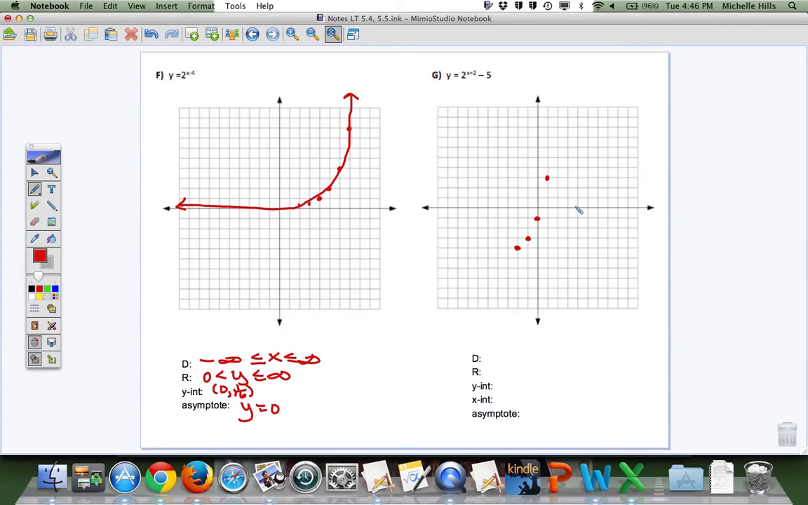2 to the fourth power is 16, which would be off the graph, but, well, actually in this case it is still off the graph. So, not off the graph by much though. 16 minus 5 is 11, so this would actually cross here at 11.